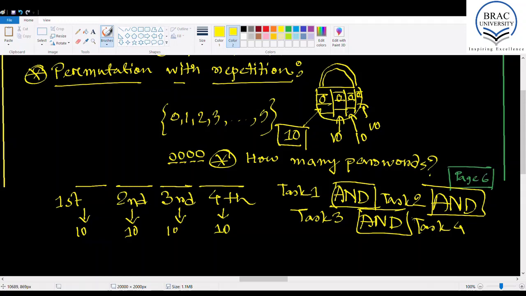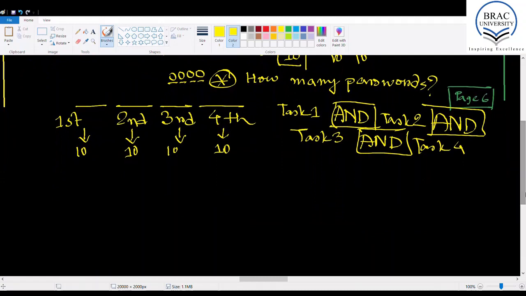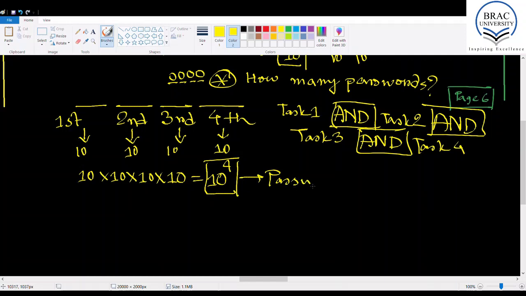So from the product rule of counting, if we have to determine in how many ways we can complete this procedure, there will be 10 times 10 times 10 times 10, right? 10 to the power 4 different ways in which we can complete this procedure. It means there will be 10 to the power 4 passwords for this lock. Here, let me ask you something. If there were 5 different slots, what would be the answer? 10 would be multiplied 5 times, right?